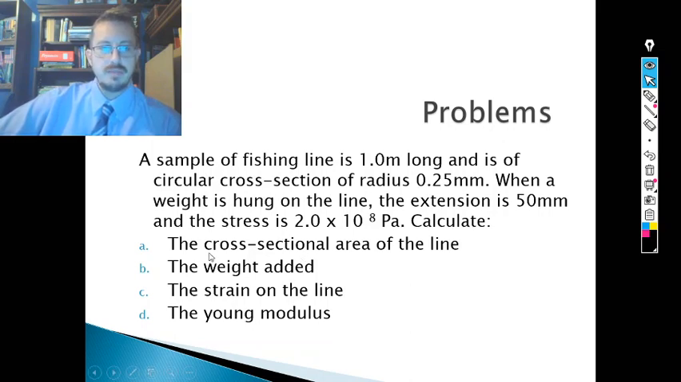Here's another sample problem where we're asked to work through the cross-sectional area of some fishing line, the weight that's added to it. The extension is 50 millimeters and the stress is given. So they give you the stress and we have to calculate the weight, the strain, the Young modulus and the cross-sectional area. This sounds like a good one. Please don't hesitate to ask me in class to solve it. But in the interest of time, I'm going to work through the rest of the slides here. And then I'm more than happy to work through these calculations if you're having trouble with them. And I'll leave the answers down in the comments below.